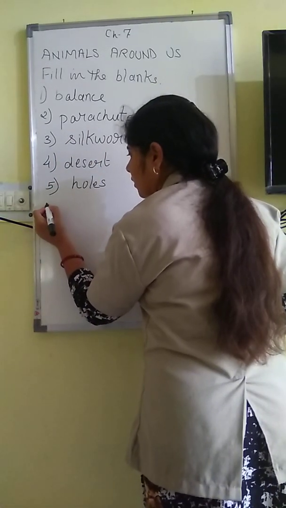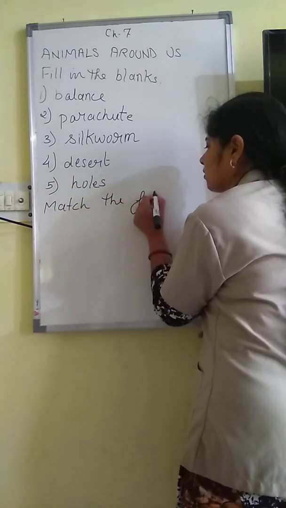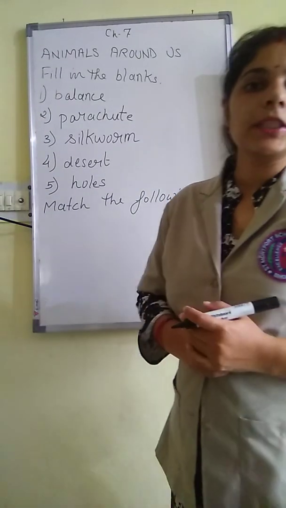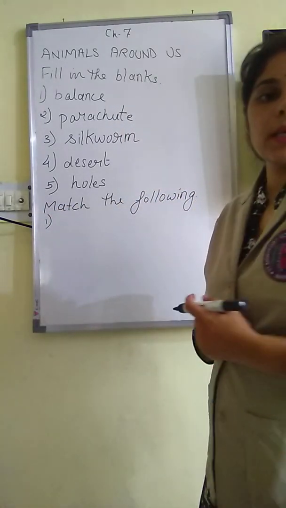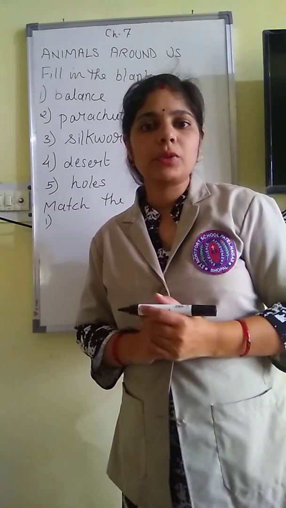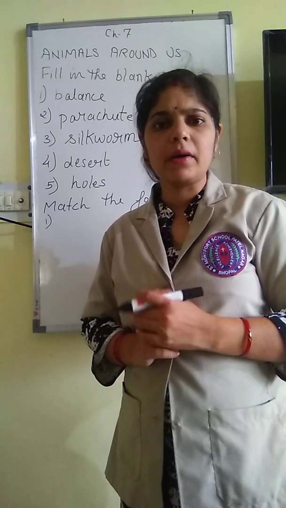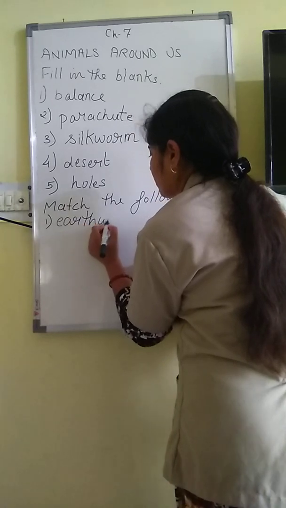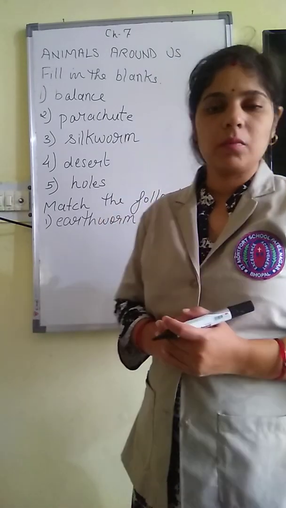Now we are coming to our next exercise, that is match the following. In match the following, your first one is long body. So which animal has a long body? Just read out the other options, you can easily tell it. Is it a cow, or a fish, or a bird? No, the answer is earthworm. Earthworm has a long body.